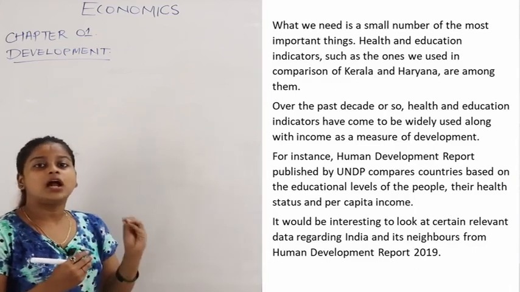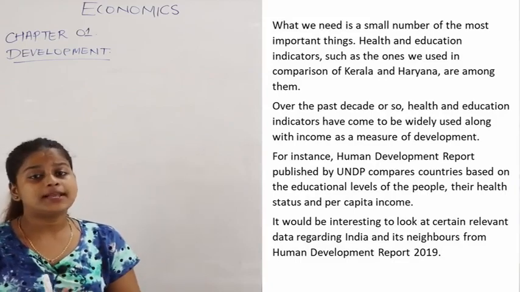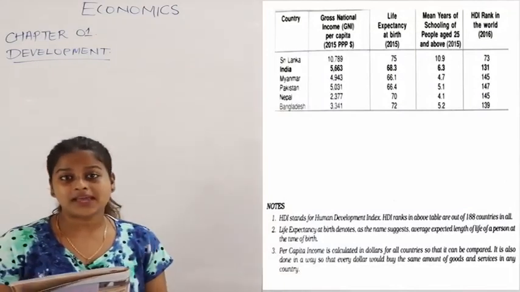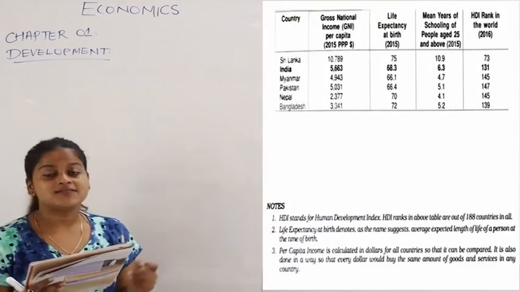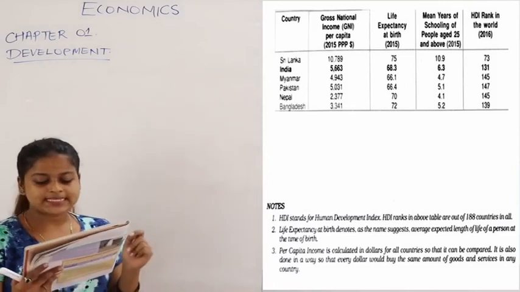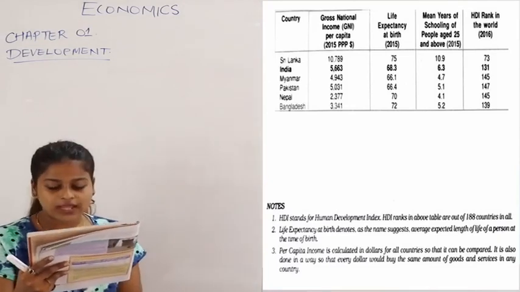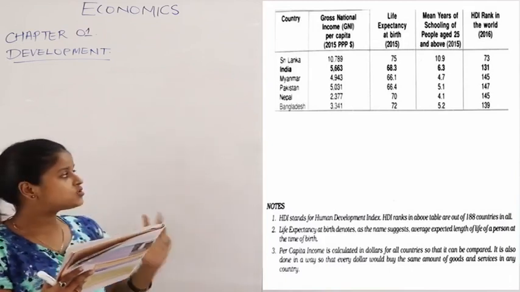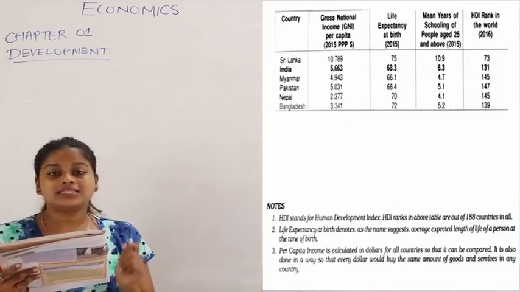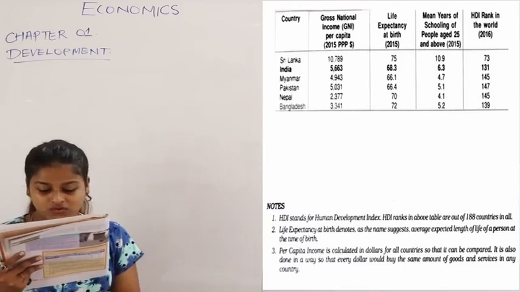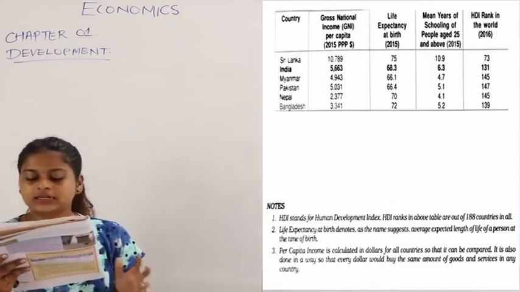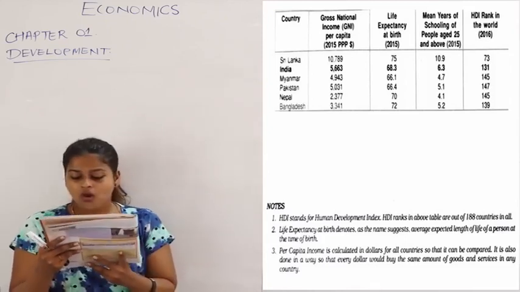A few concepts need to be explained and understood about what information the table is giving us. As you can see in the table, this is the data regarding India and its neighbors in 2015. The first column gives us the different countries, the second column gives us the gross national income, the third column gives us life expectancy at birth, the fourth column gives us the mean years of schooling of people aged 25 and above, and the last column gives us the HDI rank in the world. For India, the gross national income was 5,663, the life expectancy was 68.3, the mean years of schooling was 6.3, and the HDI rank we got in the world in 2016 was 131.